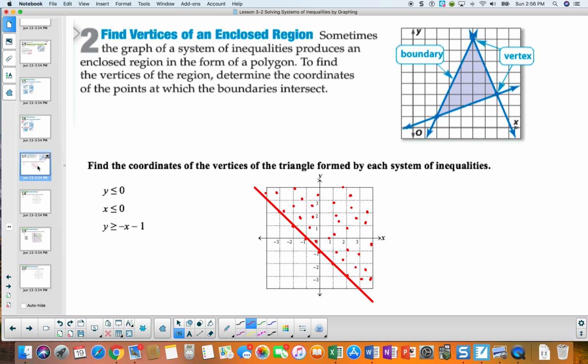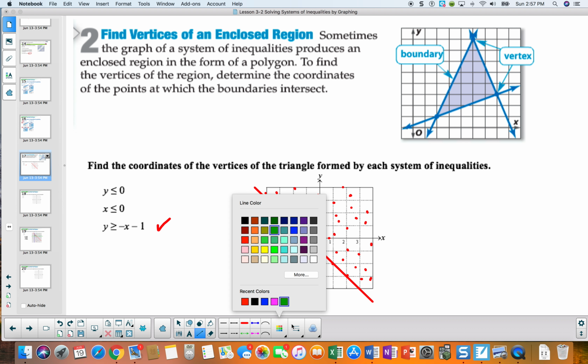Let's go ahead and find the vertices of an enclosed region. Sometimes we have 3 inequalities and it creates a region, and we want to find the corners of those. Now, I have already graphed this portion right here. I've already graphed -1, down 1, over 1, and I shaded above. All right, now what I want to do is shade x less than or equal to 0. The y has to be less than or equal to 0.